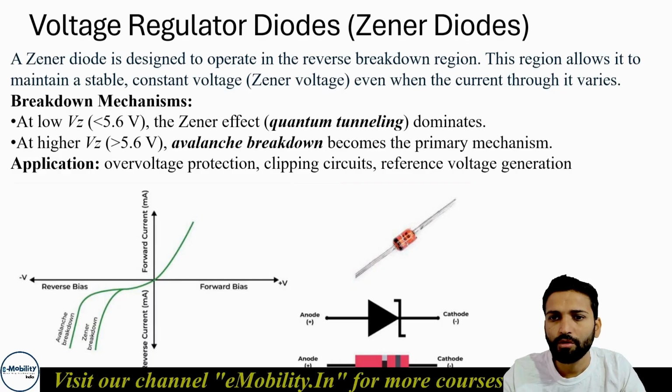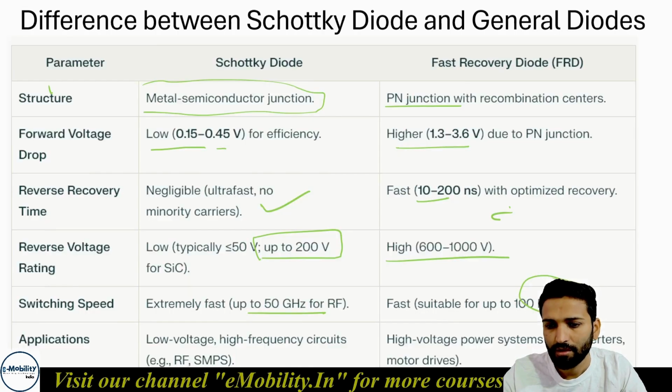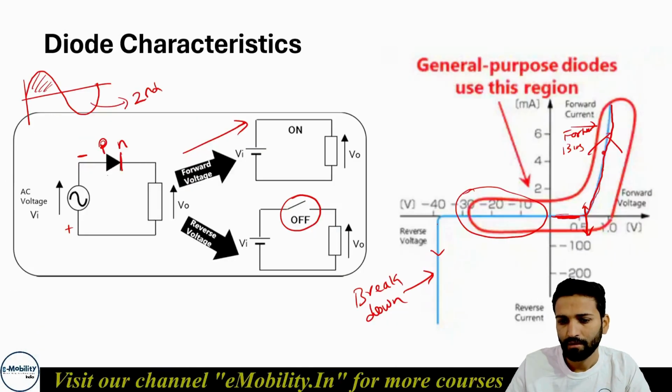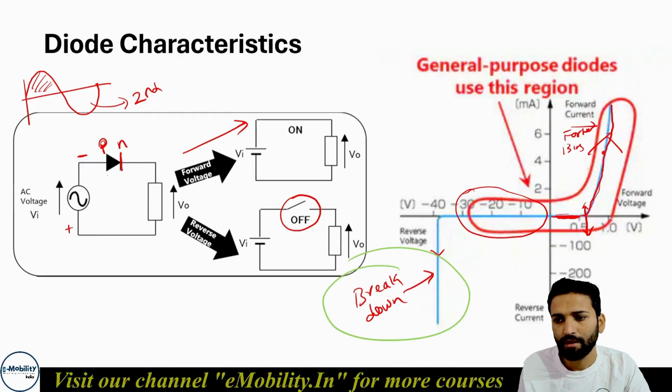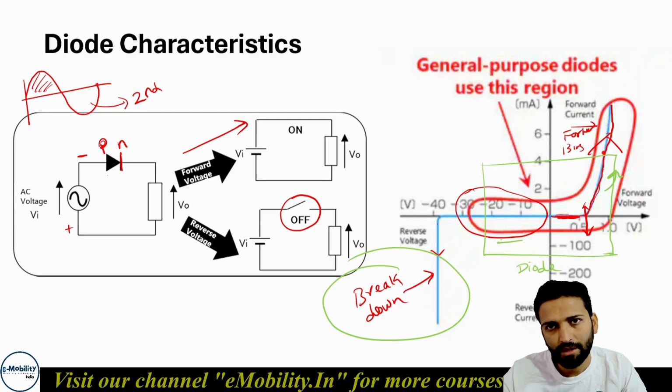Now we'll be going through the Zener diode. The Zener diode is designed to operate in the breakdown region. This is a special type of diode which works in the breakdown region. Earlier we have seen that this is the breakdown region, and usually diodes do not work here. Diodes mostly work in the forward voltage region or up to this region. But the last two diodes which we will be studying both work around the breakdown voltage, or reverse breakdown voltage.